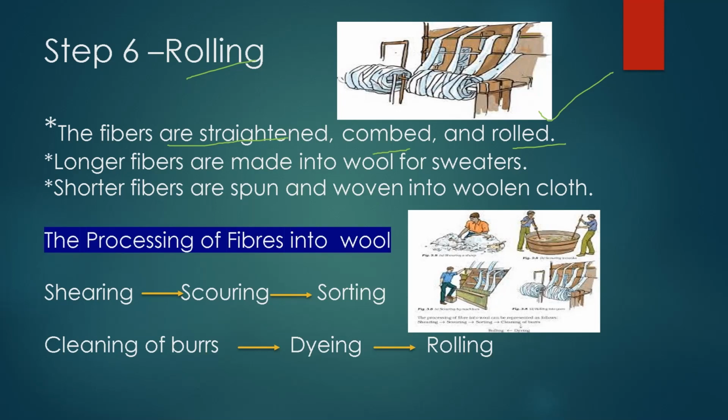And the longer fibers, जो longer fibers होते हैं, are used for making sweaters, and shorter fibers are spun and woven into woolen clothes. ये clothes बनाने के काम आता है जो shorter fibers हैं. So all these steps again: shearing, scouring, sorting, cleaning of burrs, dyeing, and then rolling. And after rolling, we can use it as we desire, as per our need.